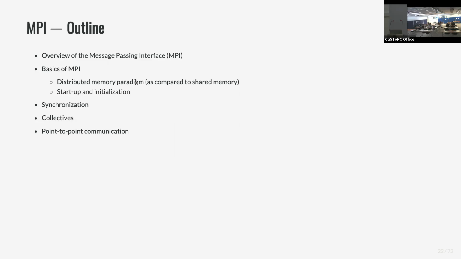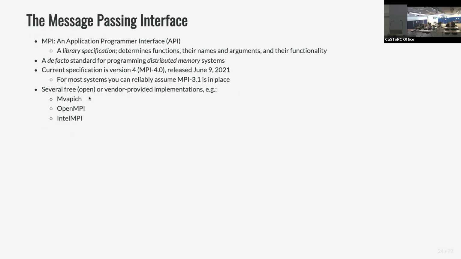So what we will look at is just some basics, what the basic idea is. And then we will talk about synchronization, so-called collective functions, and so-called point-to-point functions that you can use with MPI. Okay, just to get these things out of the way.